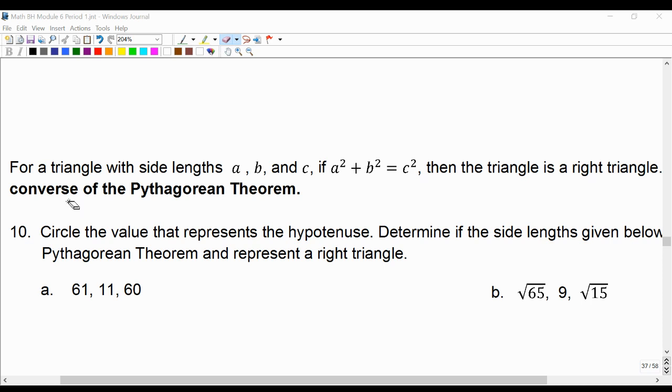The converse of the Pythagorean theorem. A converse means that we are going to flip-flop the statements of the Pythagorean theorem. The theorem first stated, if we have a right triangle, then a squared plus b squared equals c squared. Rearranging that, we now say, if a squared plus b squared equals c squared, then the triangle is a right triangle.